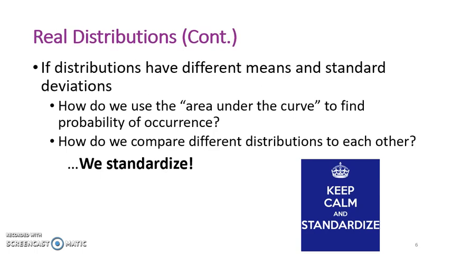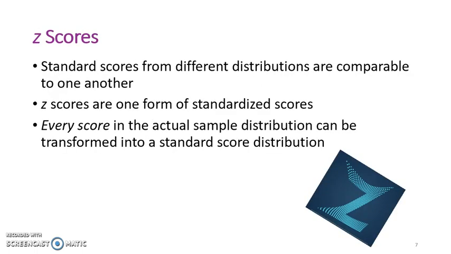Standardize means to make the scores in each distribution comparable to each other, or to put them on the same metric. In this case, we are going to use z-scores to standardize our scores. Standard scores from different distributions are comparable to one another. Z-scores are one form of standardized scores, but not the only form. There are also t-scores. Those are another form of standardized scores. With the z-scores, every score in the actual sample distribution of scores can be transformed into a standard score.